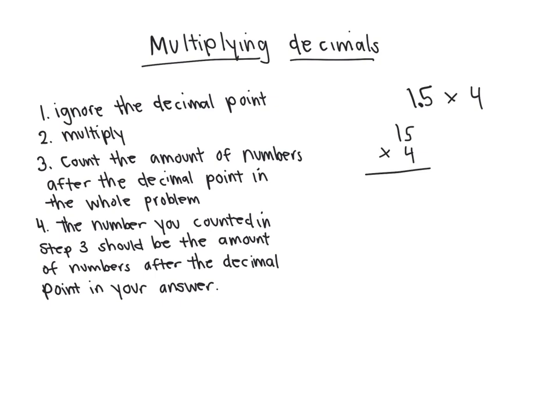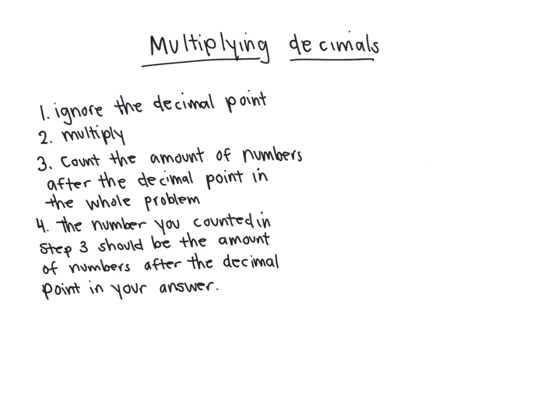In step 2, 5 times 4 is 20. Carry the 2. 4 times 1 is 4, plus 2 is 6. So now I have to count the amount of numbers after the decimal point in the whole problem. If I'm looking at this entire problem, there's only one number after the decimal point. So that means there should only be one number after the decimal point in my answer. So my decimal point should go in between the 6 and the 0. So that's 6.0.